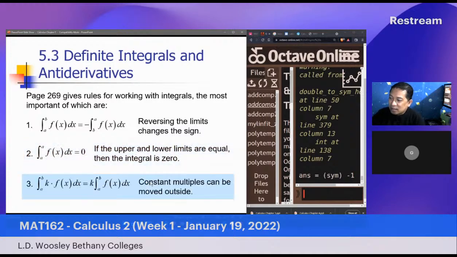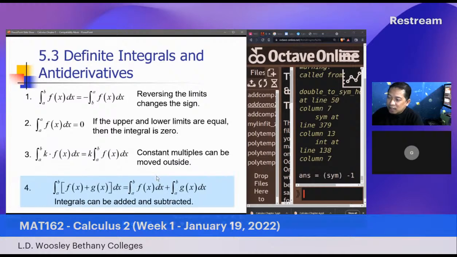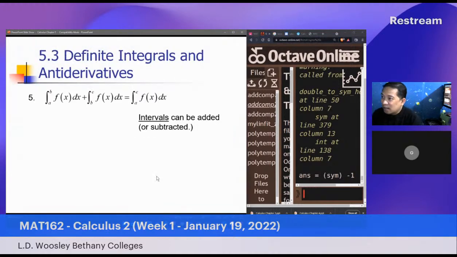What else? Okay, constant multiples can be moved outside. Ayan. Pareho lang siya. Even for antiderivative, which is indefinite integral, apply din siya sa definite integral. Okay? And then, of course, yung integrals could be distributed in terms of addition and subtraction operation, still applies to integration and differentiation. So, yan. Parang reinforcement na lang to ng kanina.